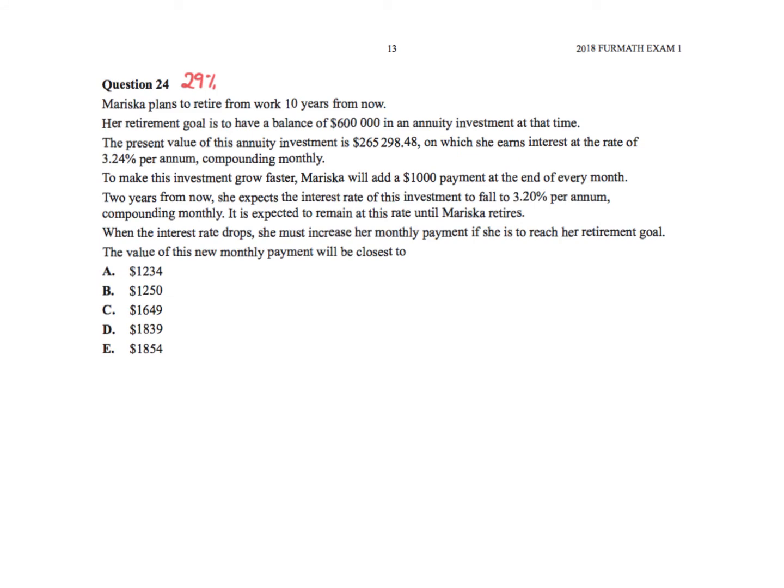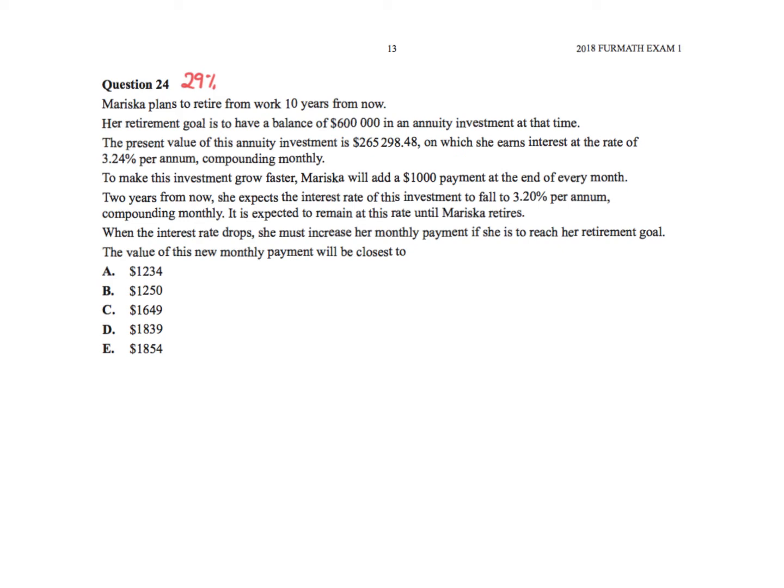All right, Mariska plans to retire from work 10 years from now. Her retirement goal is to have a balance of 600,000 in an annuity investment at that time. The present value of her annuity investment is 265, blah, blah, blah, on which she earns an interest rate of 3.24% per annum, compounding monthly. To make the investment grow faster, Mariska will add a 1,000 payment at the end of every month.